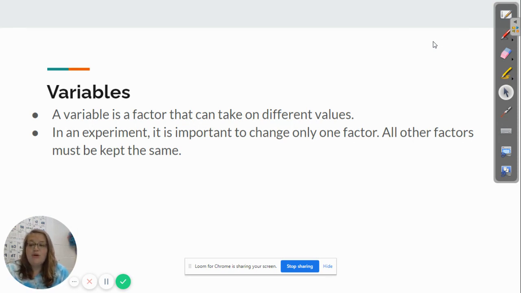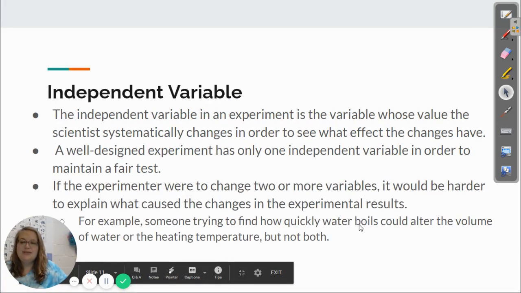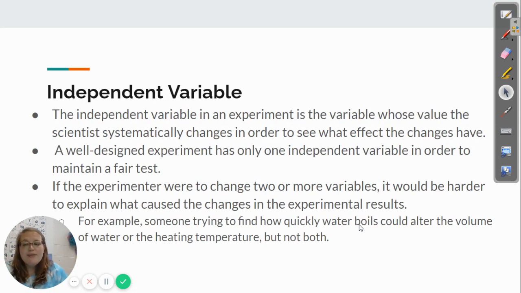And we're going to talk about how only changing certain things in an experiment is going to allow you to collect better data. So the first variable we're going to talk about is your independent variable. Your independent variable in the experiment is the variable that the scientist, you the scientist, is going to change on purpose to see what effect it's going to have.